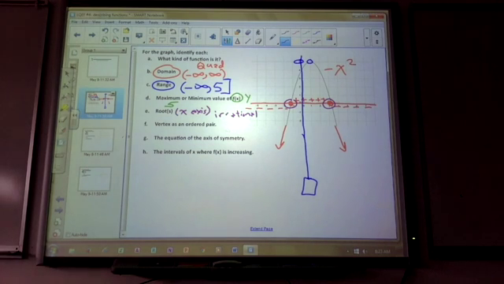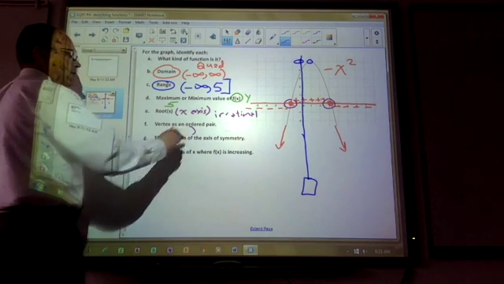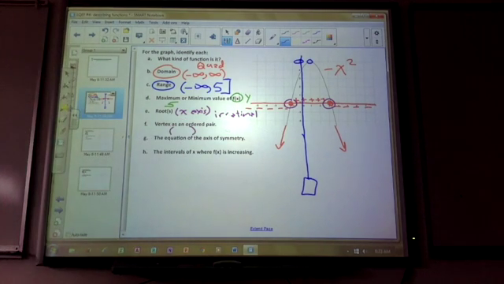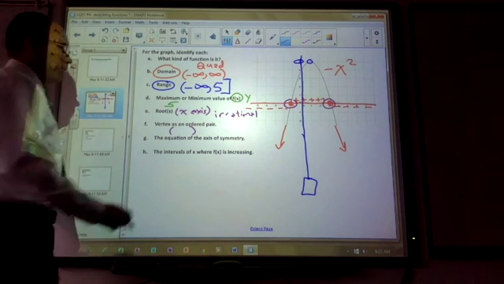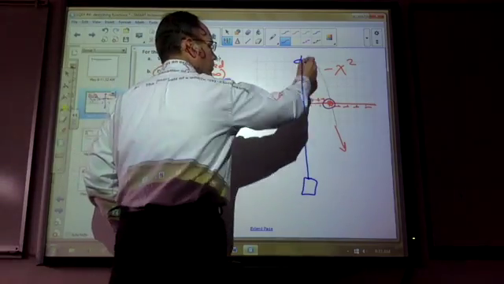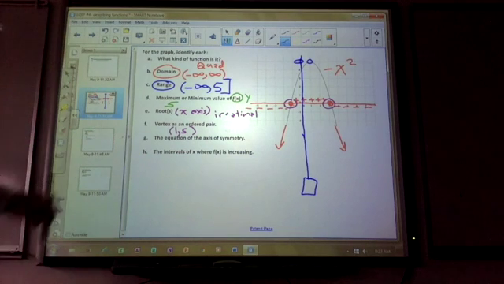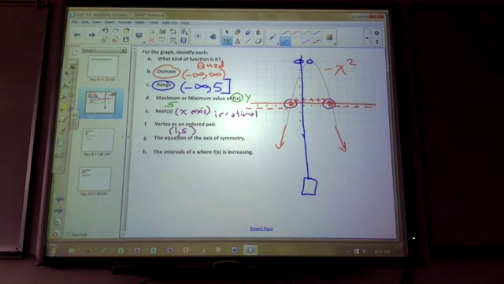The vertex has an ordered pair. Anyone want to take a shot at that? The vertex has an ordered pair. What's the point of my highest point? 1, 5, right? Does that make sense? 0 gives us the value of 4, it looks like.